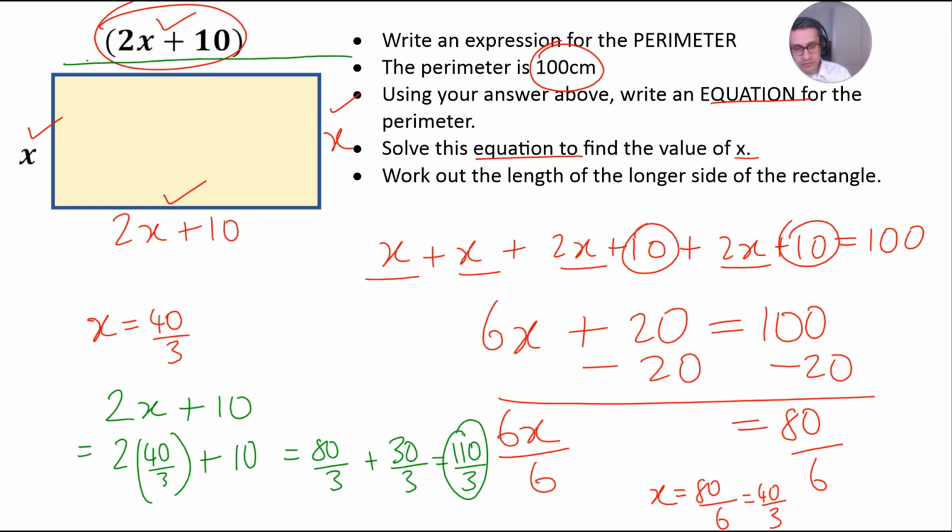Now it feels nicer to write that as a decimal, but you don't have to write it as a decimal. That is a length. So it's 110 over 3 centimeters. Well, there's no units, so we can just, actually there are units, so it's just centimeters. Okay.